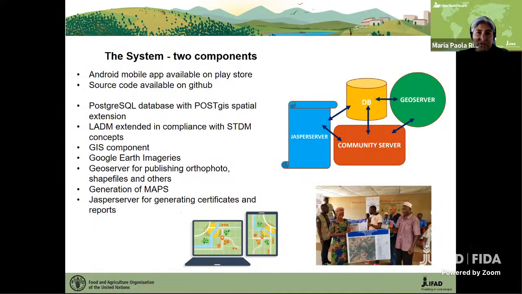The components of the community server are all open source. You will receive this presentation, so you will be able to have the list of all the components. There is the Postgres database with the PostGIS extension. The database is LADM extended in compliance with STDM. There is a GIS component which also uses Google Earth imageries, and GeoServer for publishing the orthophoto shapefiles and all the spatial information. It can generate maps and also certificates and reports.